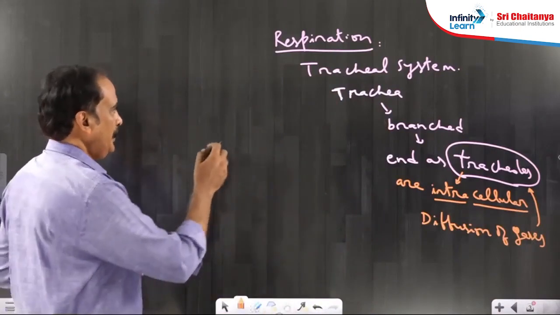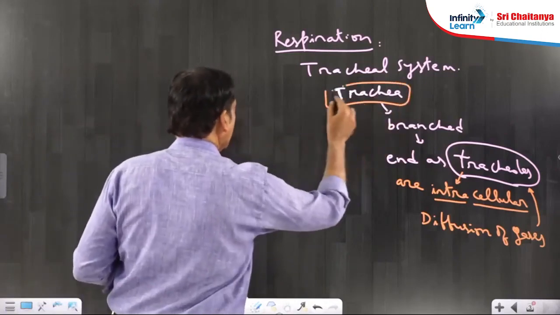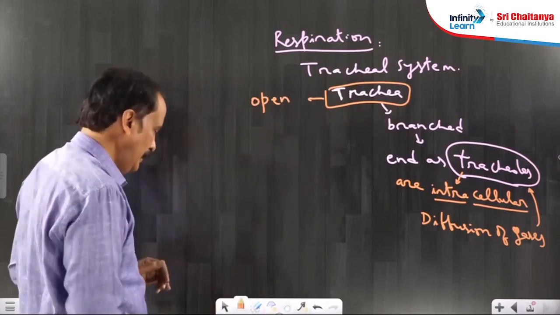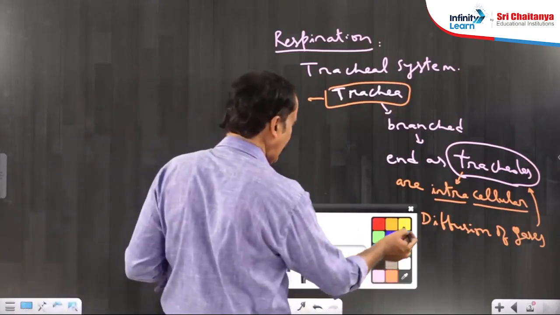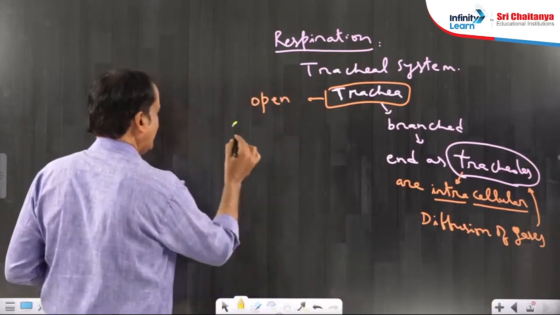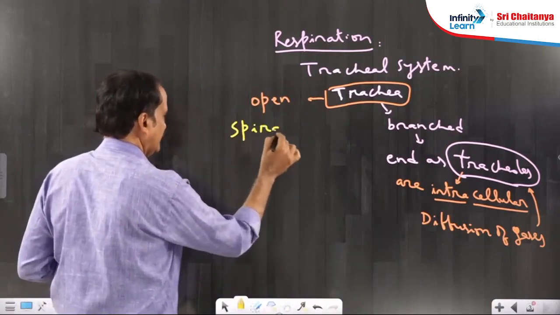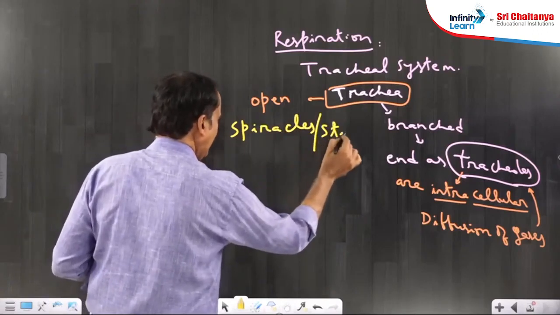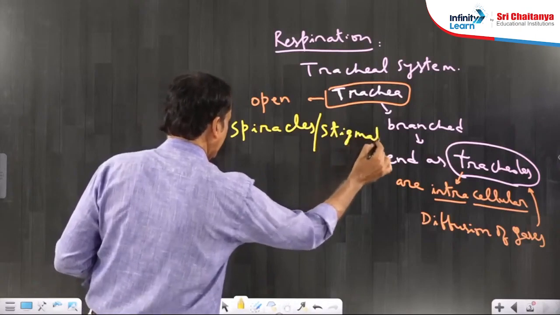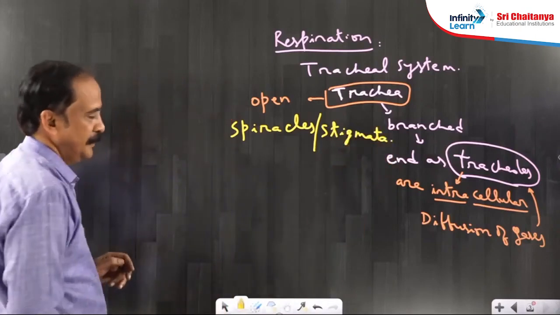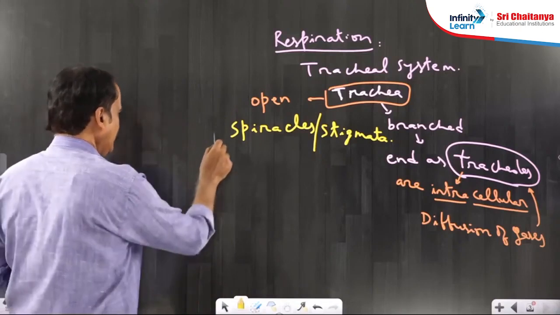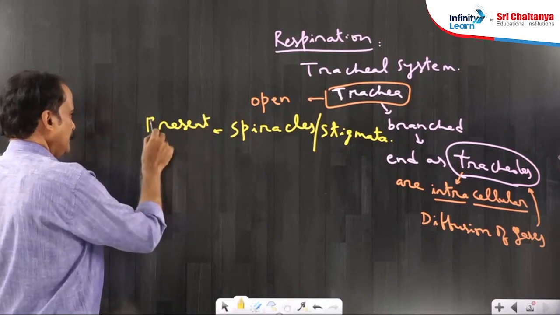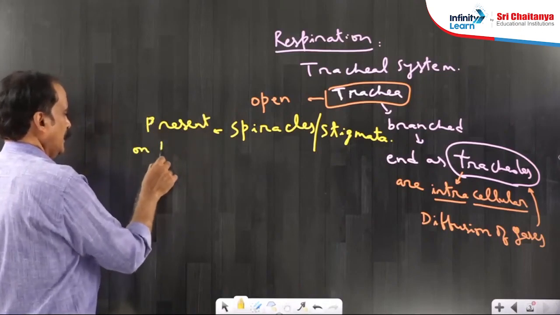The trachea open outside through small apertures named spiracles. Spiracles are also named stigmata, which are present on pleura. What are pleura?